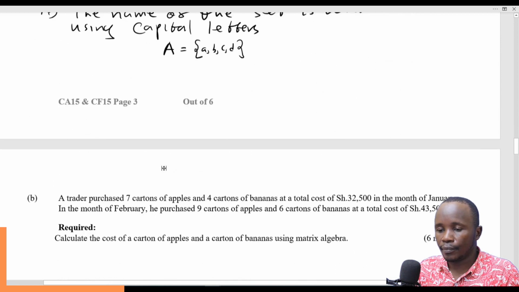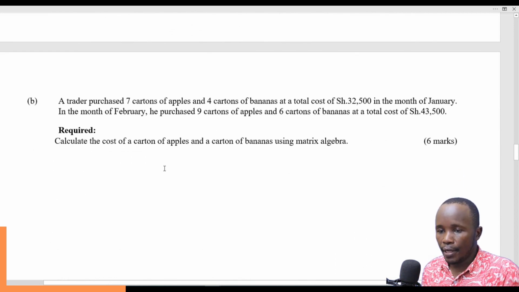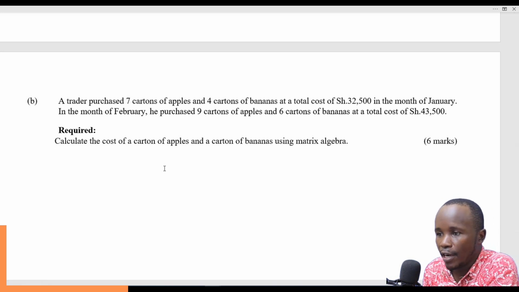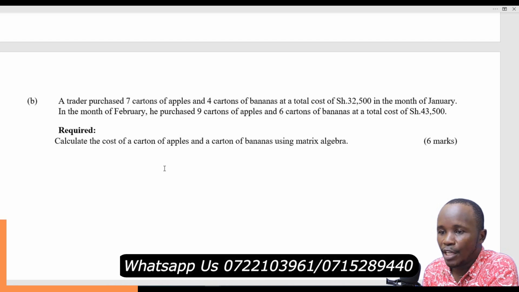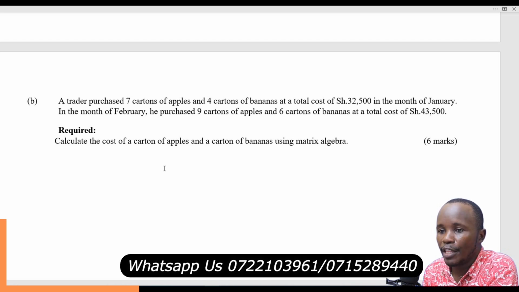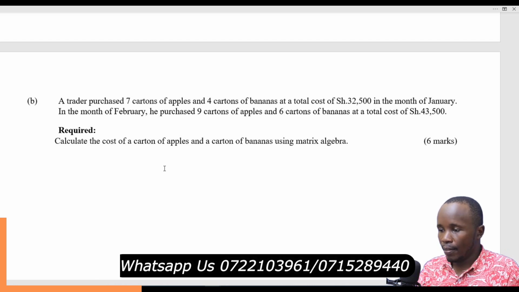4 marks. Part B, you're told that a trader purchased 7 cartons of apples and 4 cartons of banana at a total cost of 32,500 in the month of January. In the month of February, he purchased 9 cartons of apples and 6 cartons of banana at a total cost of 43,500. Calculate the cost of a carton of apple and a carton of banana using matrix algebra.